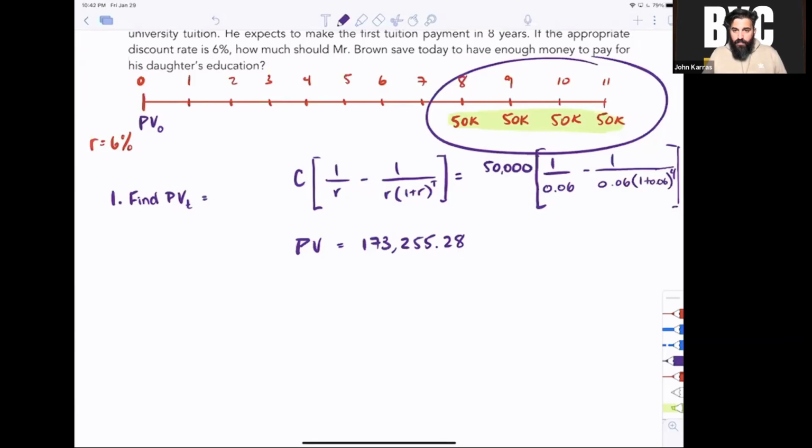Now, this is not the final answer, because although it is a present value, it isn't the present value at time 0. What you have to understand, especially for delayed annuities, is that whenever you're calculating a present value on your timeline, that present value is always one period before the start of the payments. So because the first cash flow took place at time 8, this is the present value at time 7. The present value is always one period before the first cash flow.